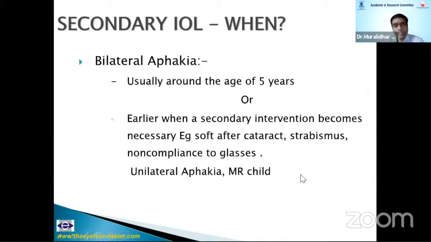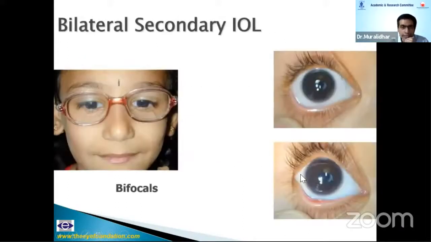So secondary IOL in unilateral aphakia, I usually prefer to put it around 9 months to 1 year. But in bilateral aphakia, usually around the age of 5 years, when the child would go into school and where loss of aphakic glasses would be an issue. Or in case I am doing a secondary intervention early, for example, a soft after cataract or something for strabismus or a mentally retarded child, then possibly earlier. So this is a bilateral secondary IOL.